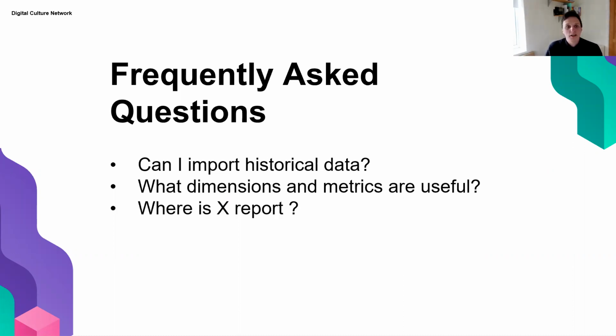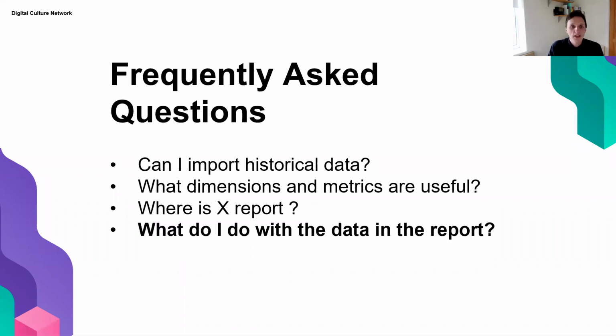Another one I get quite a lot is, where is X report? So your X, whatever they've mentioned, is something that in Universal Analytics, you're probably used to the interface of where things are, and it doesn't exist as standard in Google Analytics 4, so we can have a look through that again. And the last is, what do I do with the data in the report?